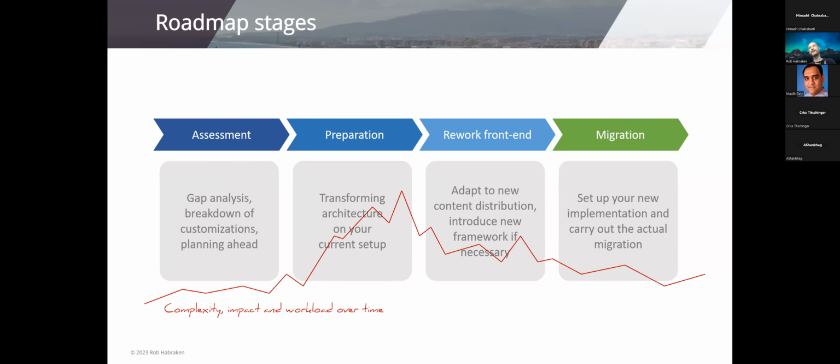And if you look at the complexity and impact and maybe workload over time, I've drawn this imaginary graph that shows you that I think the most work is going to be in transforming your architecture so that it is possible to do the migration and then rework your front end. The migration itself isn't going to be all that hard because the content is still compatible, and a lot of things still work exactly the same as you used to, because, well, under the hood, it's just the same Sitecore technique that you're used to using.